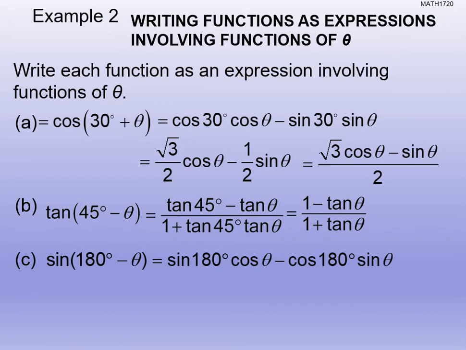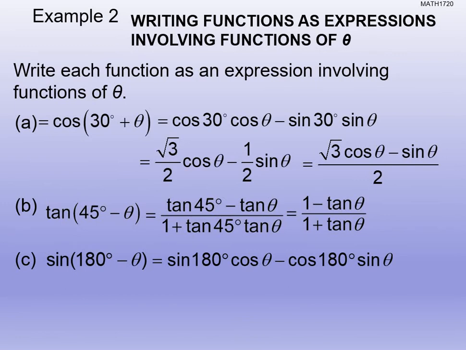Okay, now let's look at the next one. We've got sine of 180 minus theta. That's our sine difference identity. So A is 180, B is theta. So we rewrite that as sine of 180 times cosine of theta minus cosine of 180 sine of theta. We should know that sine of 180 degrees is what? It's going to be 0.